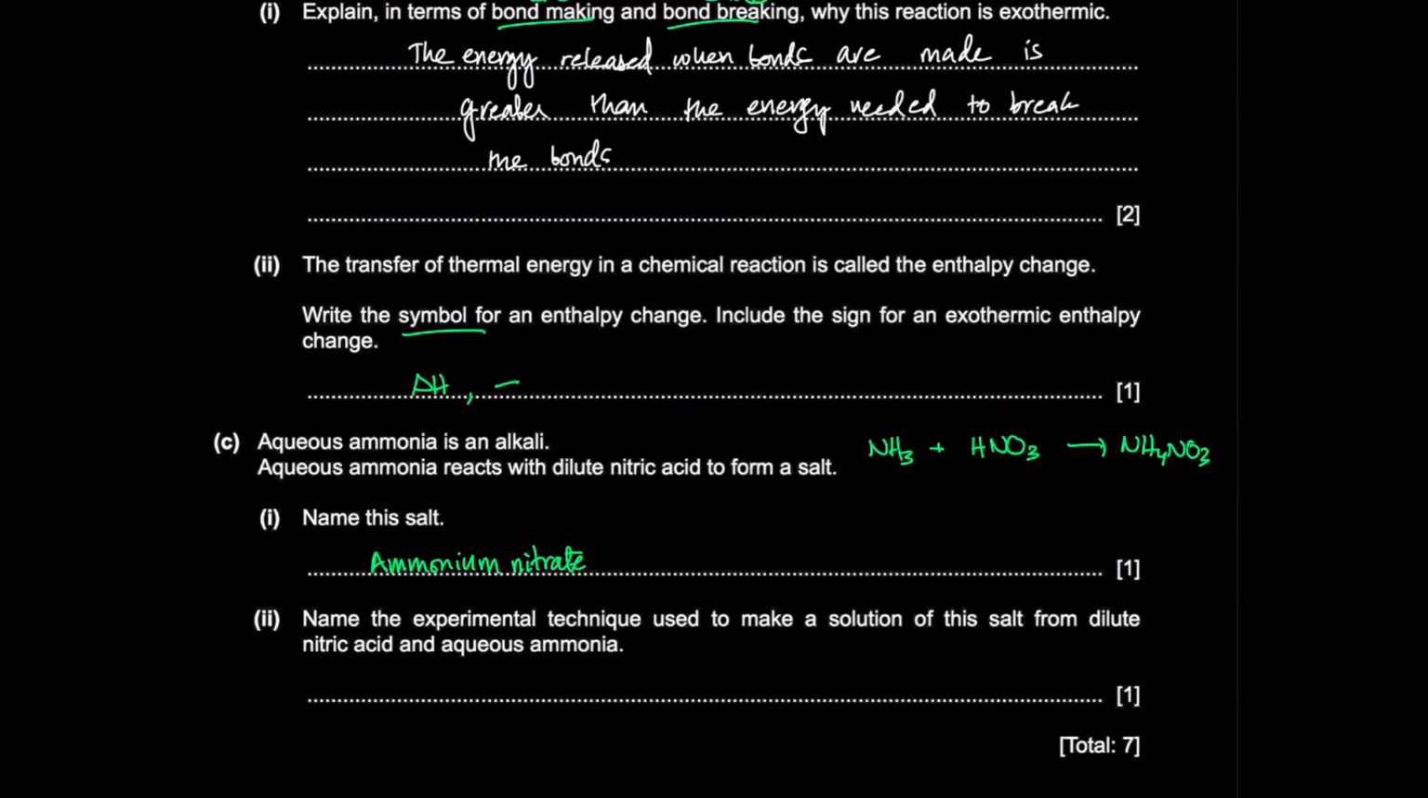Name the experimental technique used to make a solution from nitric acid and aqueous ammonia. If you're making a soluble salt, remember all nitrates are soluble. All nitrates are soluble, so it's a soluble salt, right? From two solutions, we always use titration.